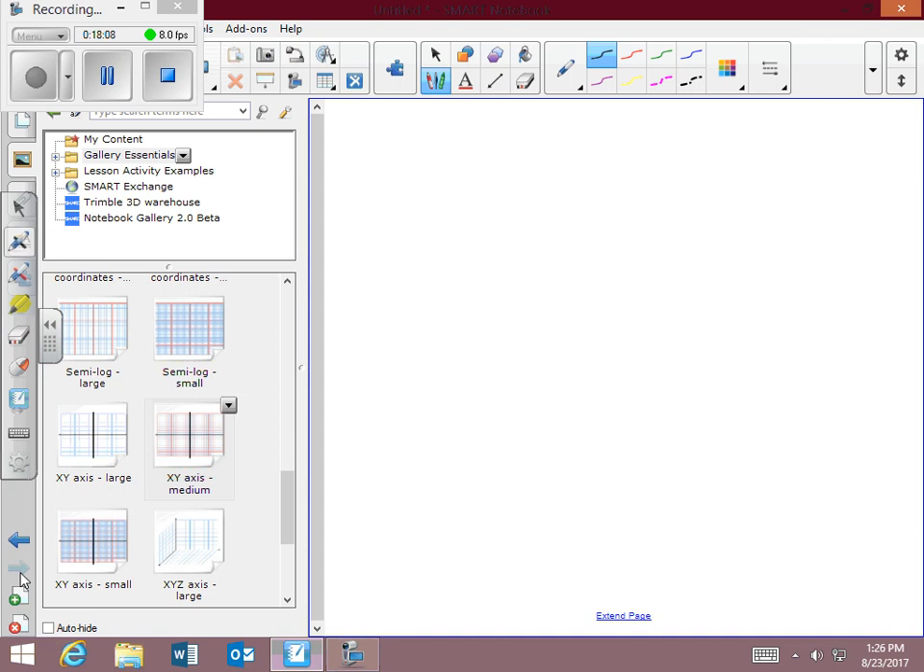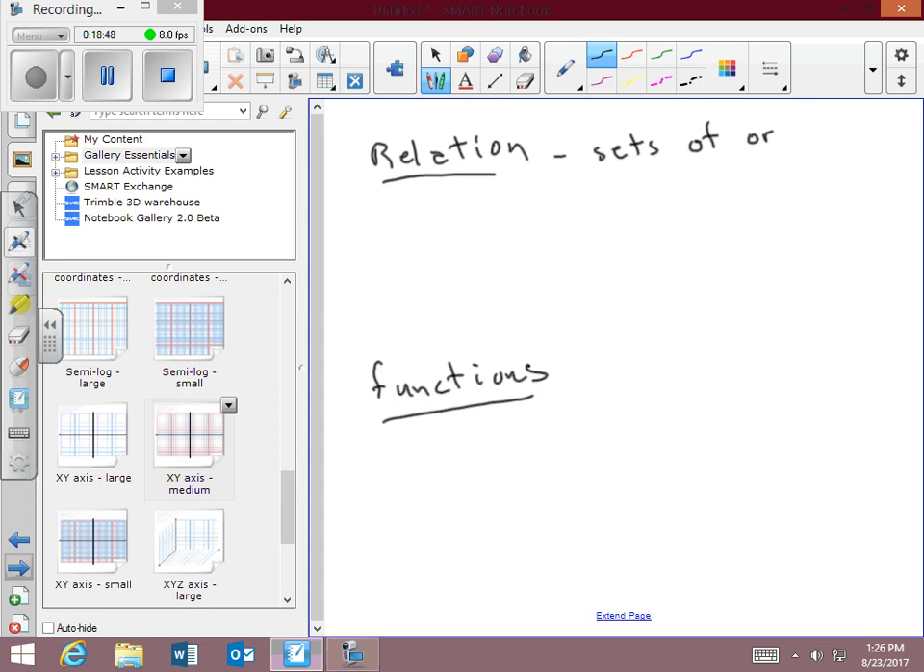Relationships and functions. And then, want to hazard a definition of a relationship? This is just sets of ordered pairs.